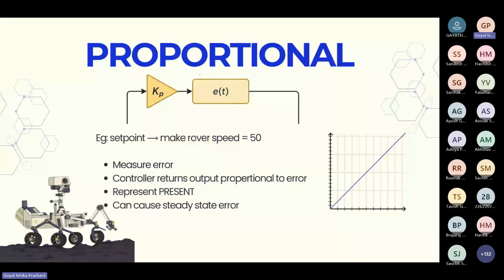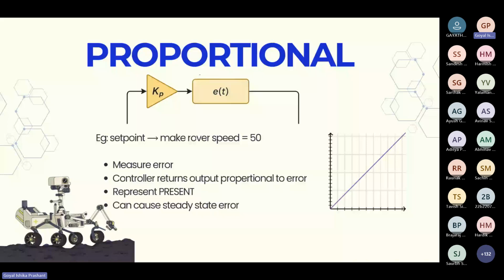Now, this is particularly helpful because the farther away that we are from our reference, which in this case is 50, the greater your output will be. So the system has more incentive to reach that reference. But a flaw in this control is that it can cause steady state error. Now, what is steady state error?